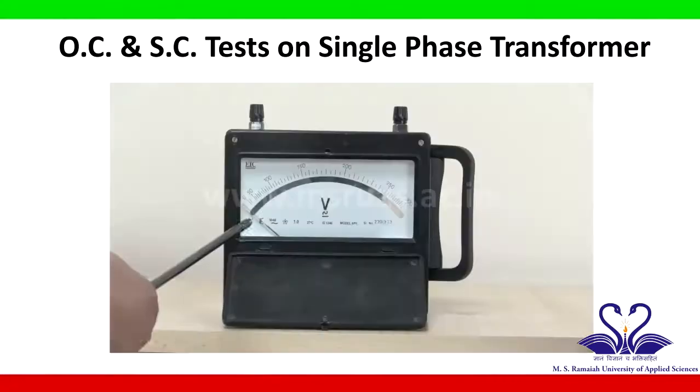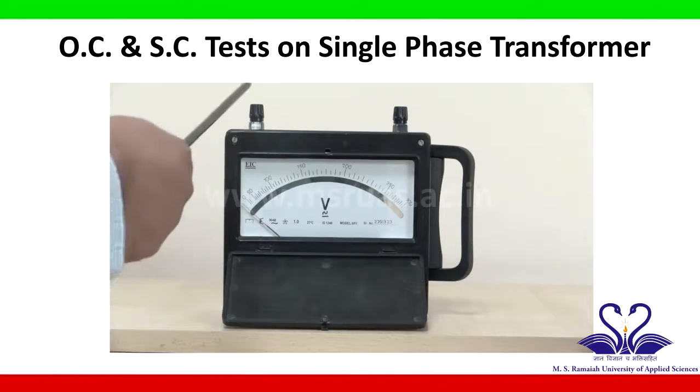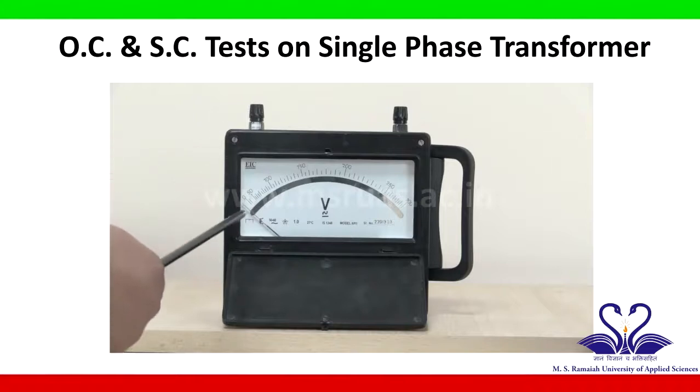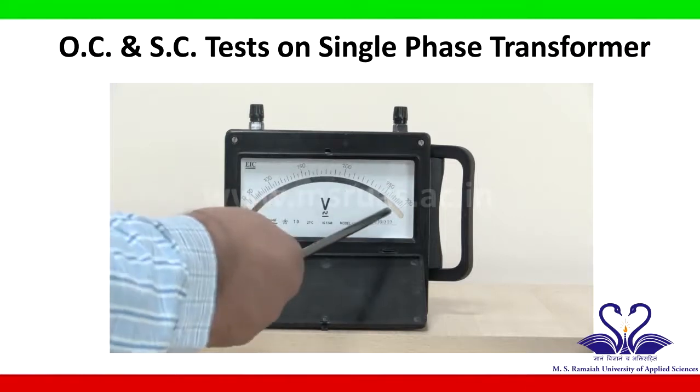This is voltmeter. Voltmeter is a device used to measure voltage. This has 2 terminals. These 2 terminals are always connected in parallel to supply. Voltmeter is available in different ranges. This particular voltmeter ranges from 0 to 300 volts.